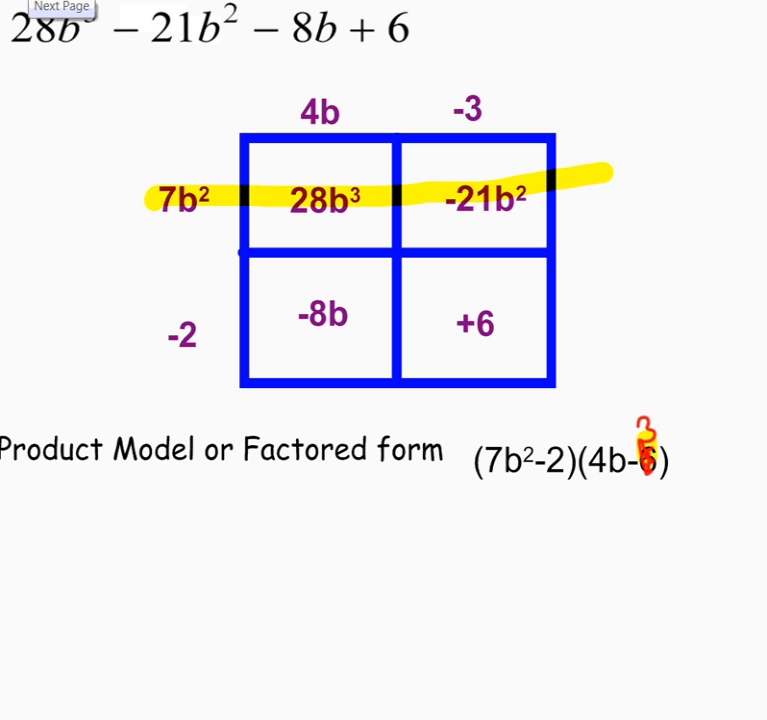And that's it. Guys, if you can do that, you've got factoring by greatest common factor, and you've got factoring by grouping because I stuck that in. That's the box method.